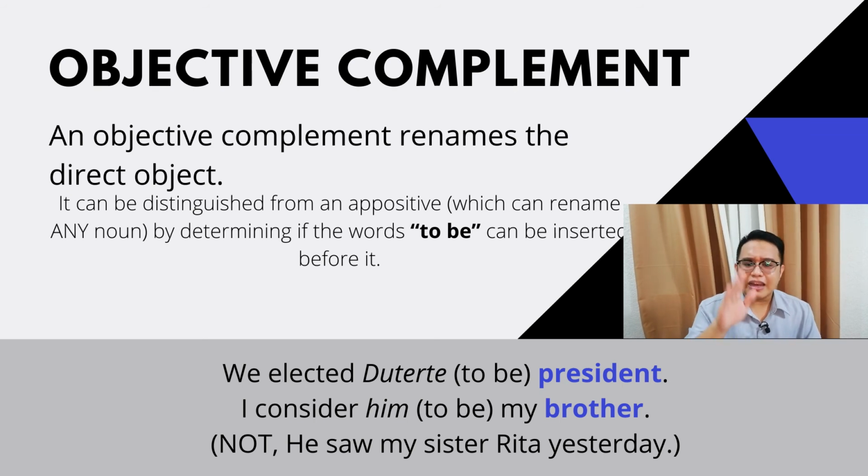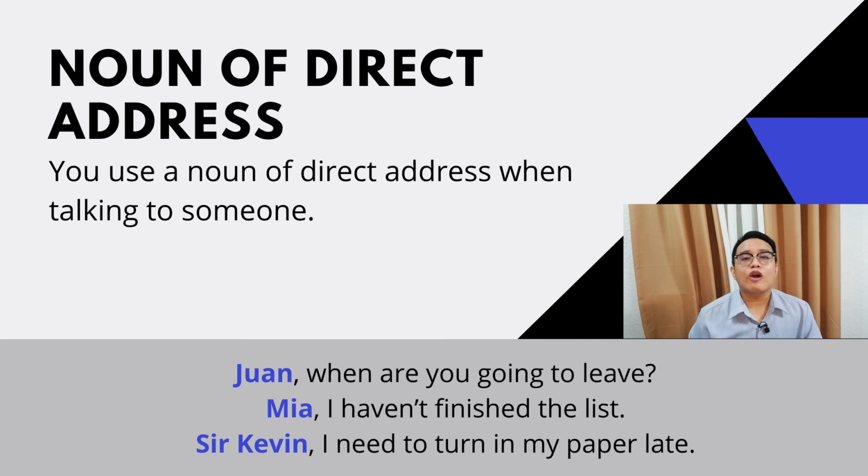And lastly, the last function of noun that we will be talking about is the noun of direct address. The noun of direct address is used when talking to someone. Let's say, for example, Juan, when are you going to leave? So you're talking directly to Juan. But Juan is not the subject of the sentence. Let's say, for example, here, a clearer example. Mia, I haven't finished the list.